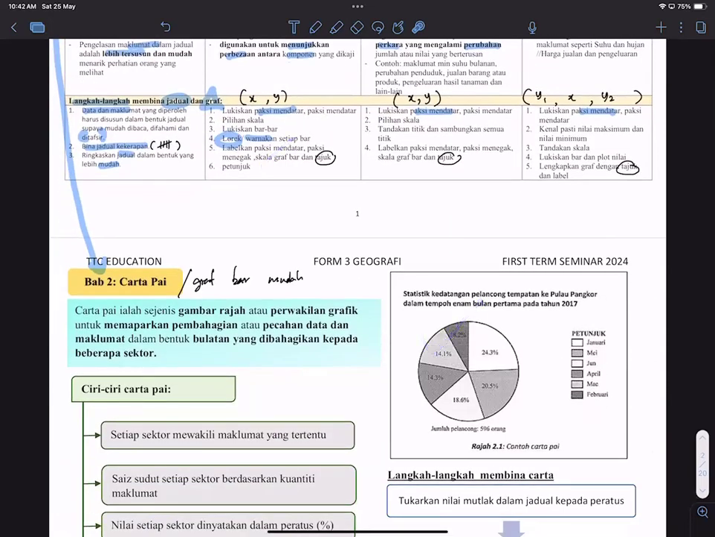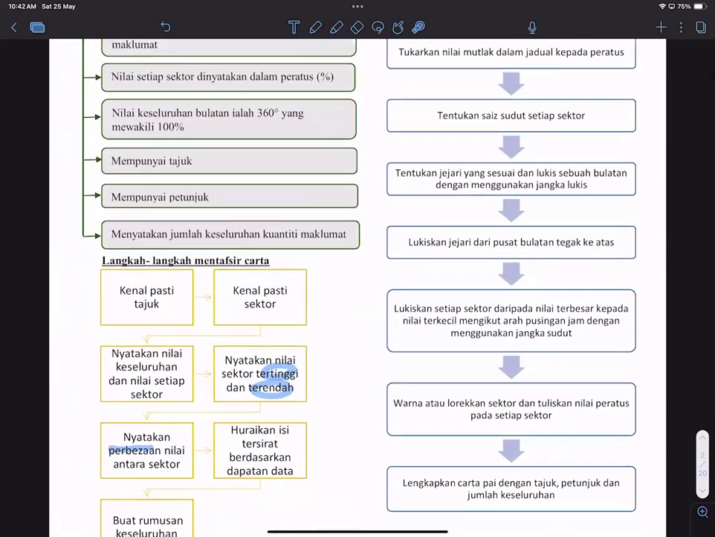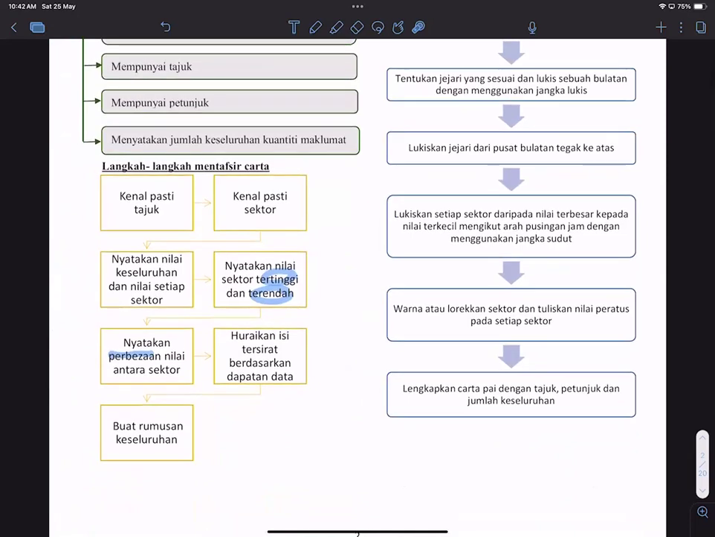more marks to give up. Okay, so what is the extra kelebihan for catapai compared to the graph bar? Rather than perbezaan, we can try to use percentages to determine which one is the highest, lowest, right? Then we can find differences, right, Joan? Yeah, other than that, we can try to find the nilai keseluruhan. So that's the additional part compared to the graph bar.